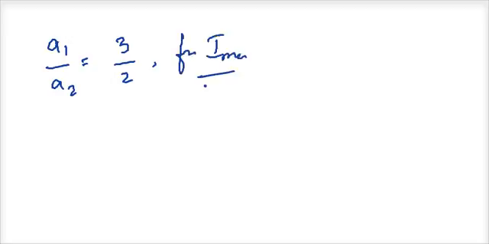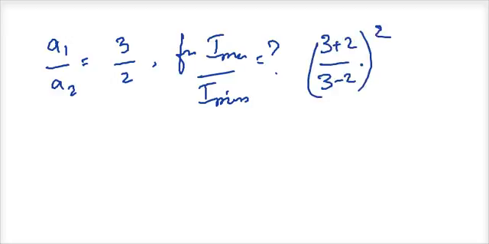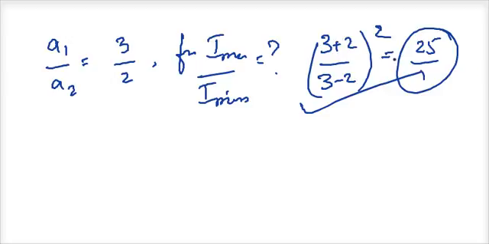Are you getting it? Suppose I say that A1 by A2 is equal to, let us say, 3 by 2. Find Imax by Imin. So Imax by Imin will be 3 plus 2 divided by 3 minus 2 the whole square. So that will become equal to 25 by 1. So Imax by Imin is 25 by 1. So that's how you go ahead with it.